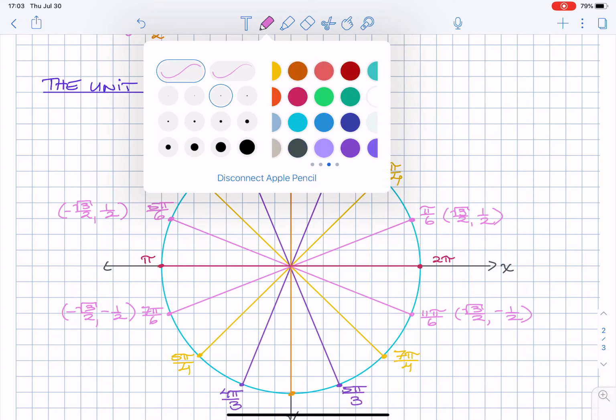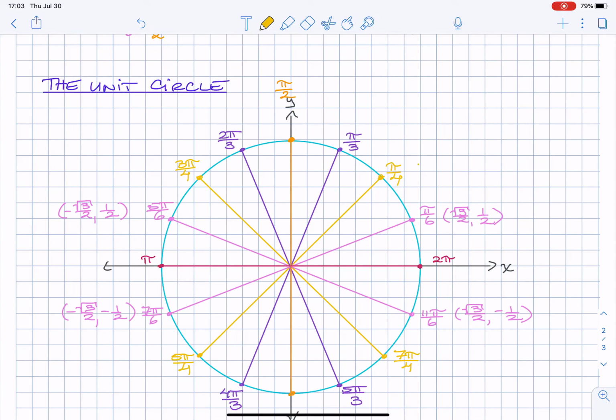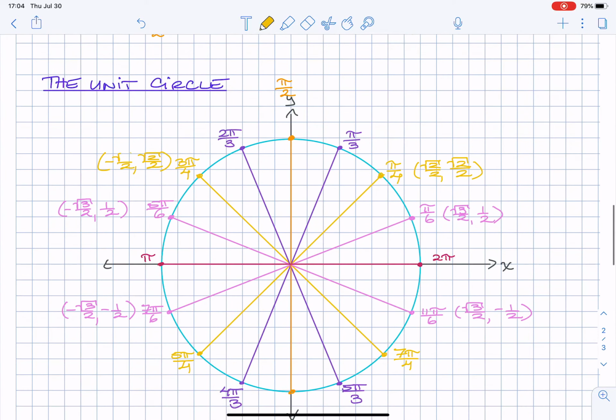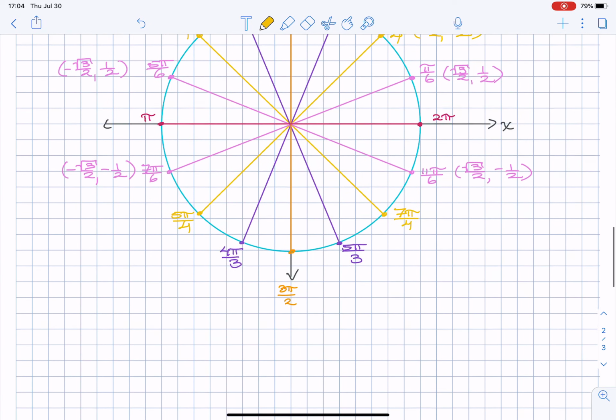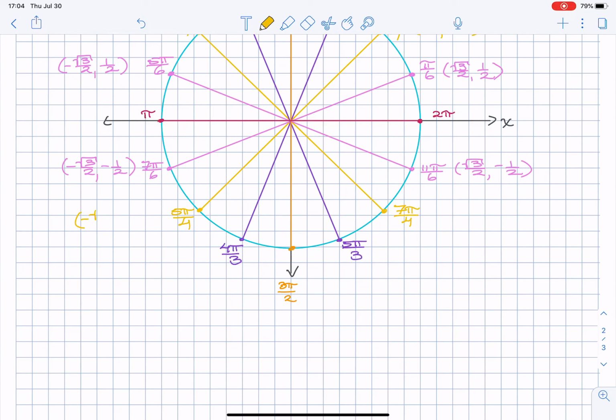For the 45-degree reference angles, both of them are the same. They're both root 2 over 2. In quadrant 1, they're both positive. In quadrant 2, x is negative. I don't like the way that root 2 looks. In quadrant 3, they're both negative, so negative root 2 over 2. Negative root 2 over 2. And in quadrant 4, x is positive, root 2 over 2, but y is negative root 2 over 2.